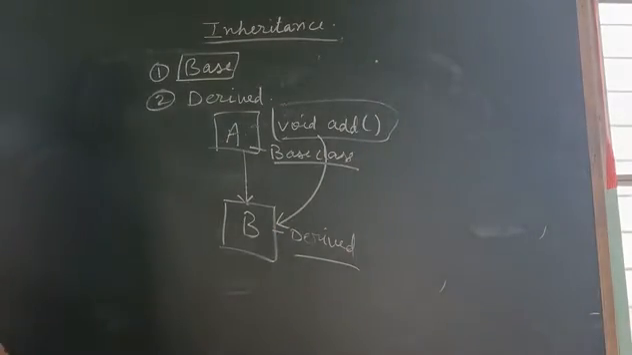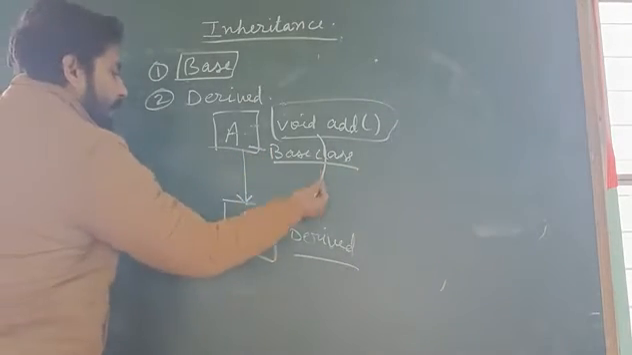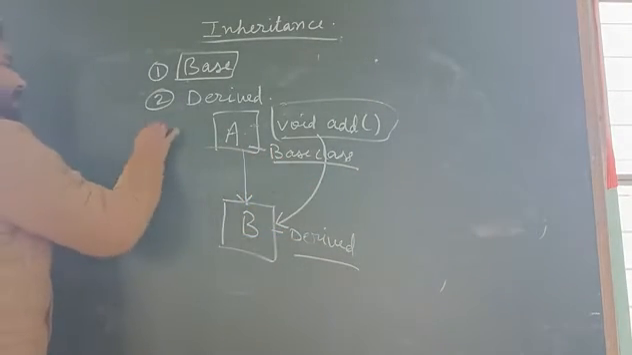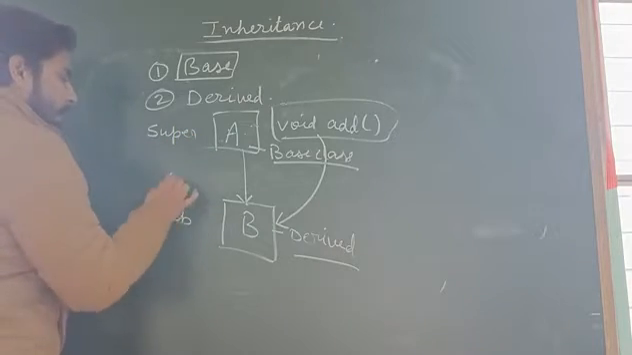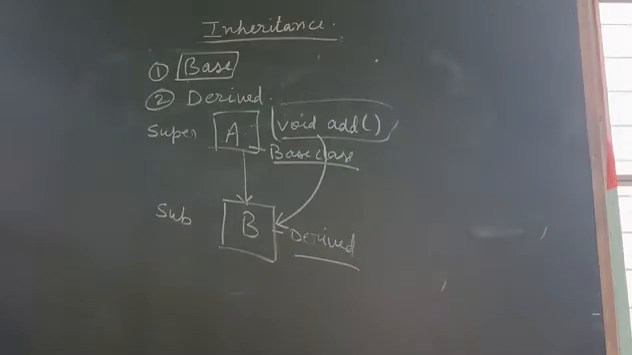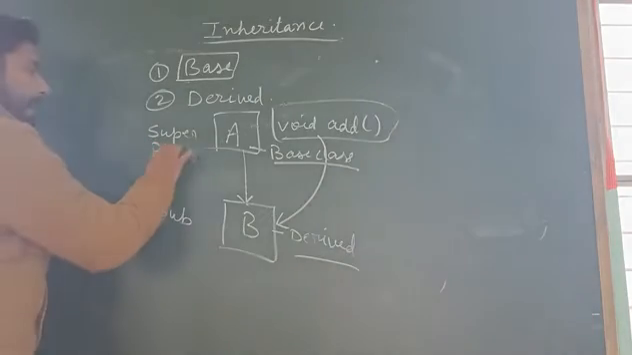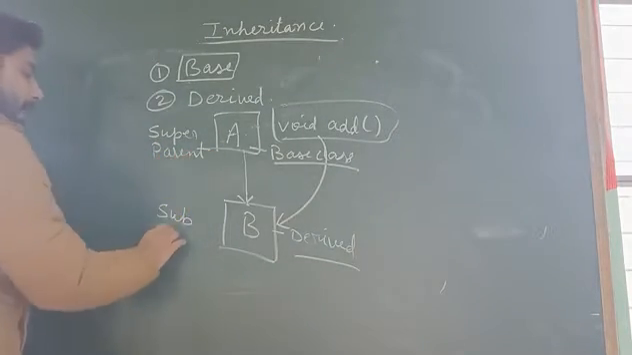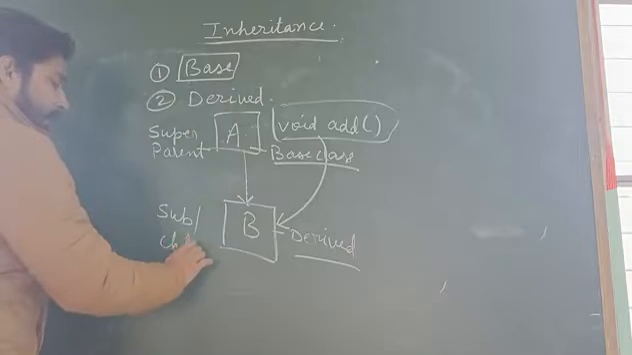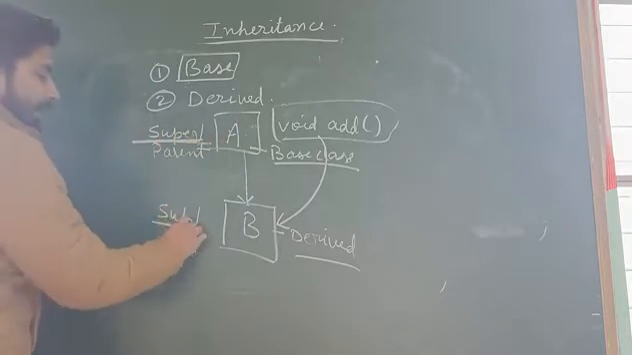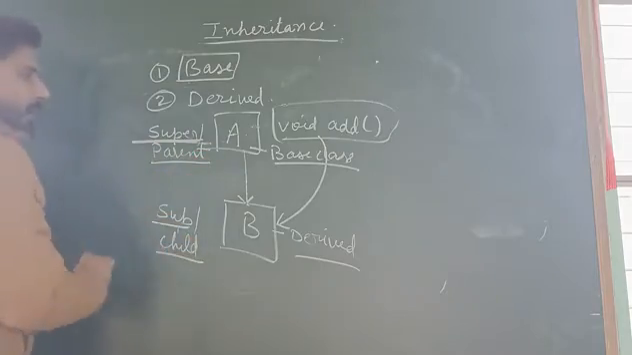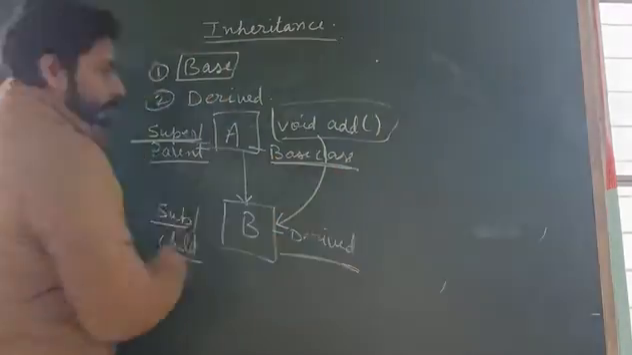Now, except these names, there are also some other names. For example, the base class is also called the super class, and the derived class is also called the subclass. Class A is also called the parent class, and the subclass is called the child class. So with super we use sub, with parent we use child, and with base we use derived.